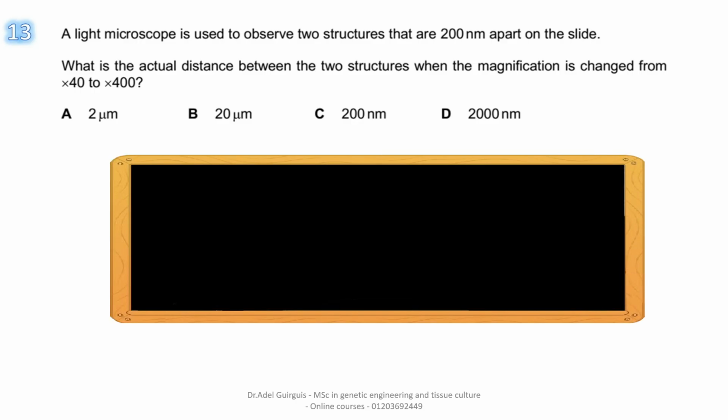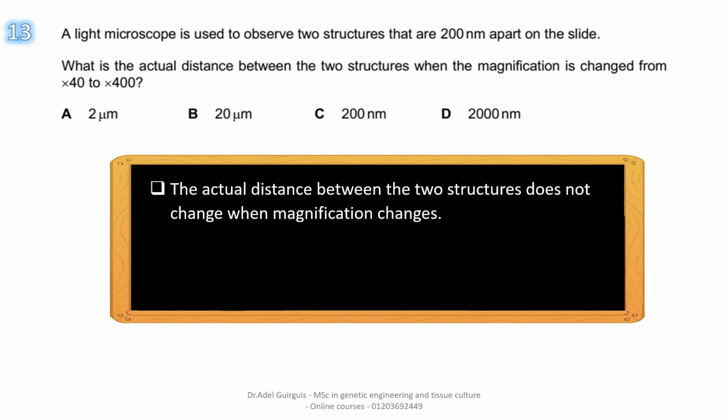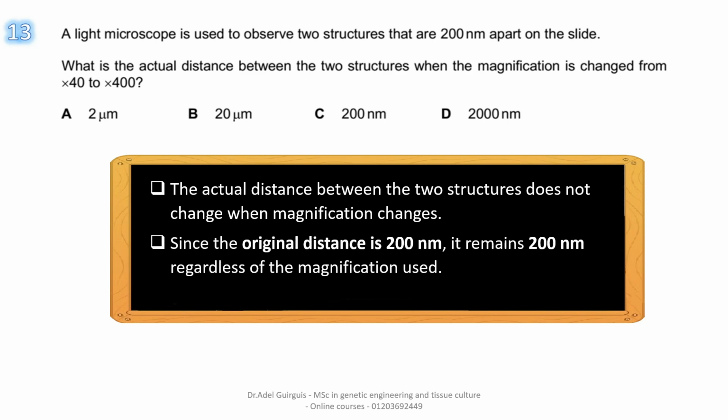So the answer is letter C, still 200 nanometer. The actual distance between the two structures does not change when magnification changes. Okay? Since the original distance is 200 nanometer, it remains 200 nanometer regardless of the magnification used by eyepiece lenses or objective lenses. Is it okay? So the answer is C.